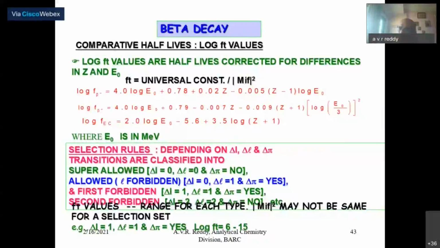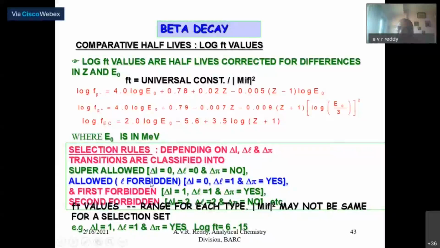So if delta I is 0, delta L is 0, and there is no parity change, meaning no change in the nuclear spin, no change in the L value, and no parity change, that is super allowed for beta. And if the conditions are the same, let us say delta I is equal to 0, delta L is equal to 1, and there is a change in parity, then it is L forbidden.